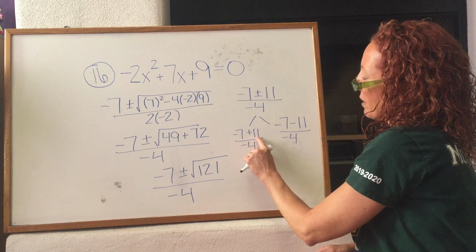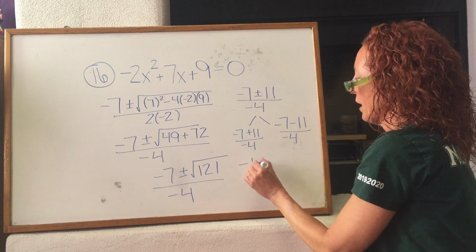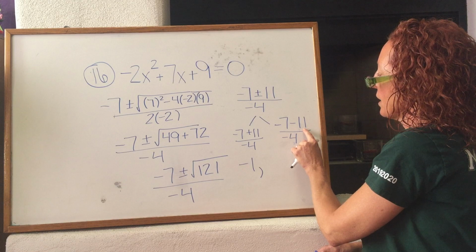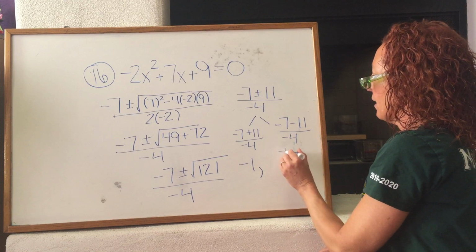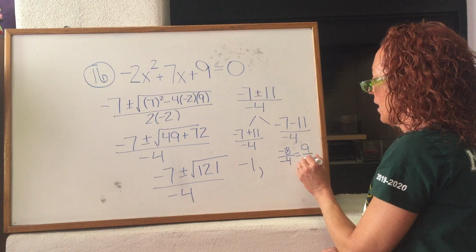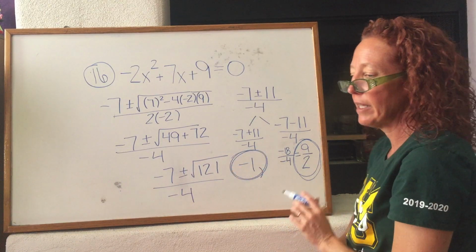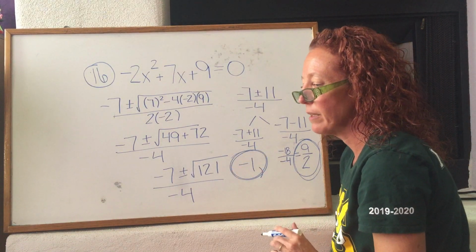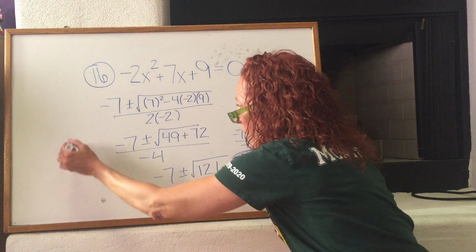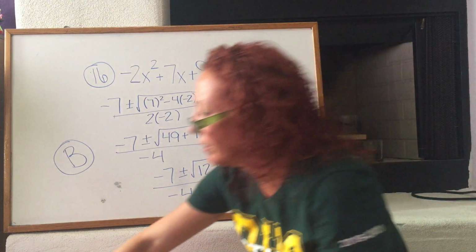So negative 7 plus 11 is a positive 4, divided by negative 4 is negative 1. Negative 11, take away 11 more is negative 18. Negative 18 over negative 4 is going to reduce down to 9 halves. So my two answers are 9 halves and negative 1, which makes the answer B. B is the winner.